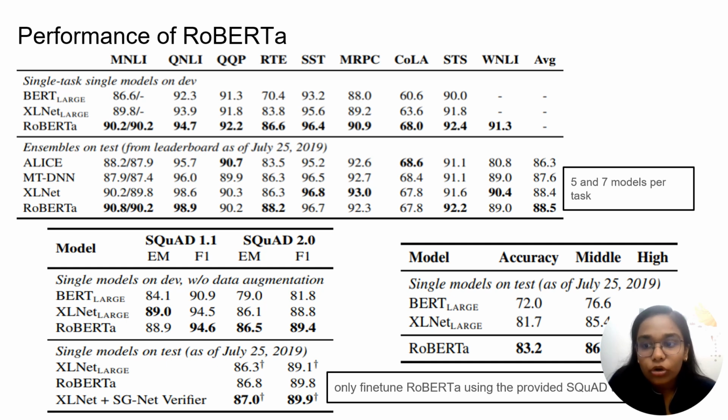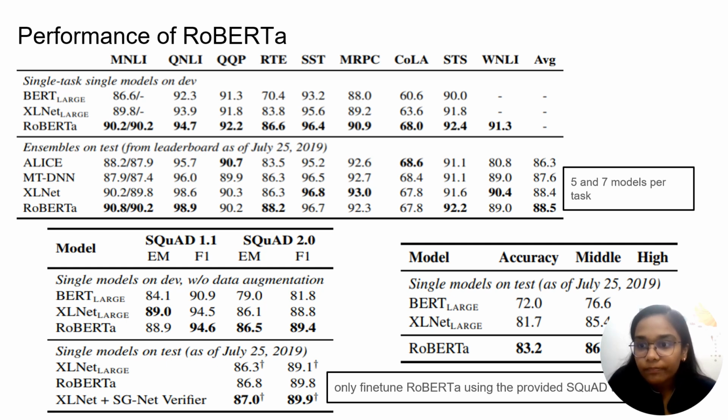RoBERTa outperformed all but one single model submission, securing its place as the top scoring system among those that did not use any data augmentation techniques. In the table, we can see that the plus marks the models that use data augmentation or extra data for tuning their models.